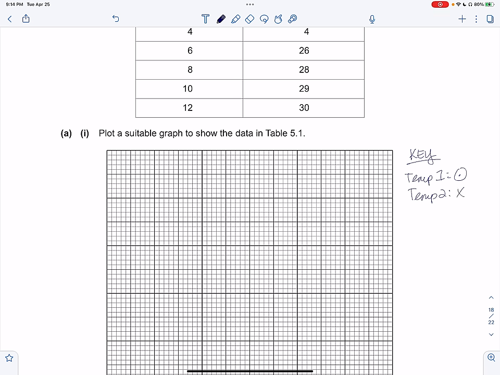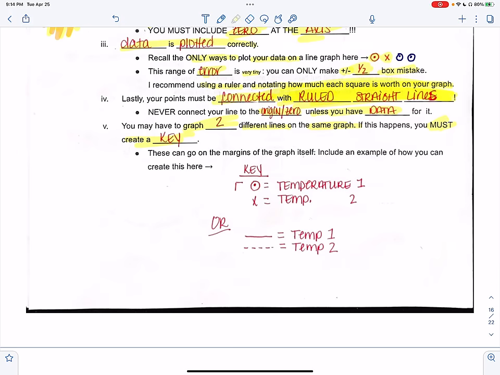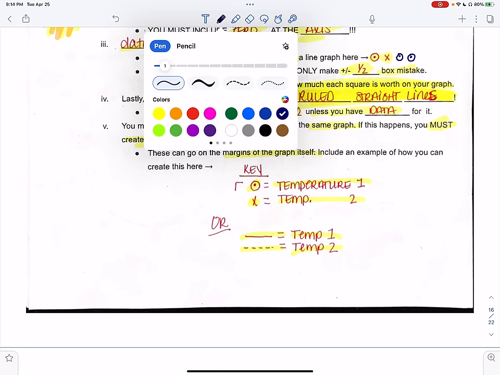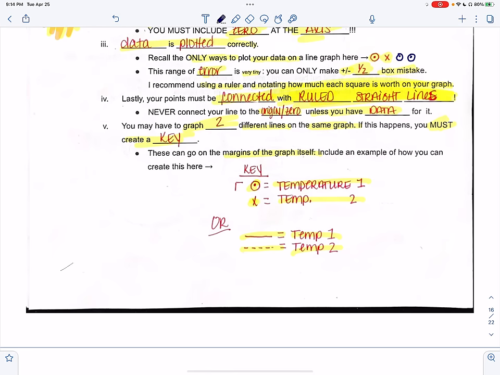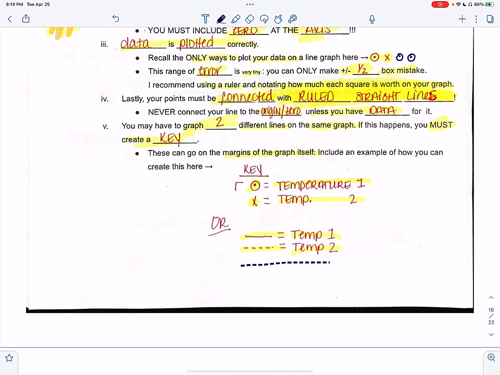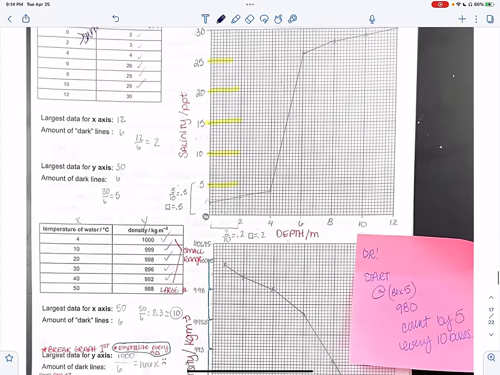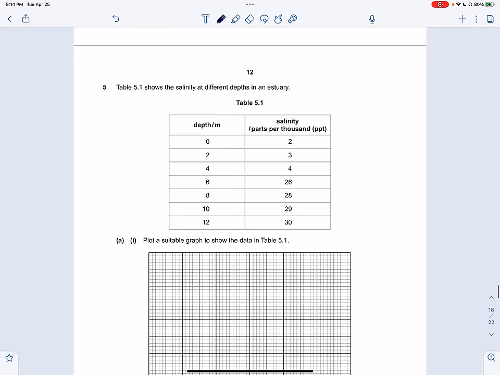Now, this graph actually does not require two lines, but sometimes you don't know exactly where to put it, you just put it off on the side. There you go. So you can go on the margins of the graph itself. So again, you could just do this, temperature one, temperature two, or you could split them up by the type of line that you're using. So maybe the first data you're doing is made with a dotted graph or dotted line. There you go. And then the other one maybe is solid, but with a ruler.